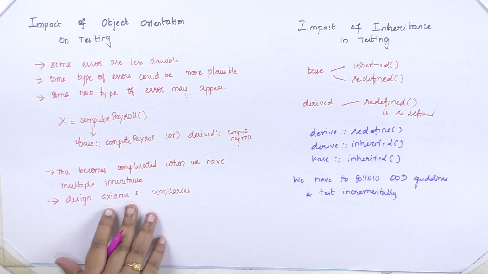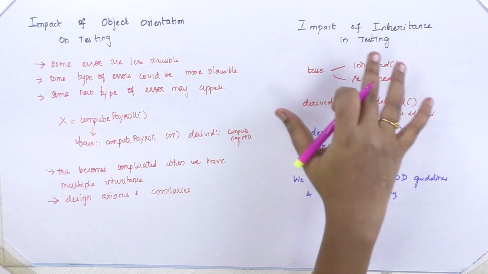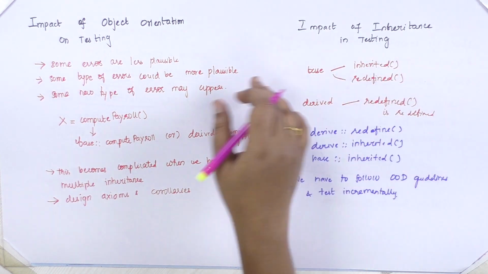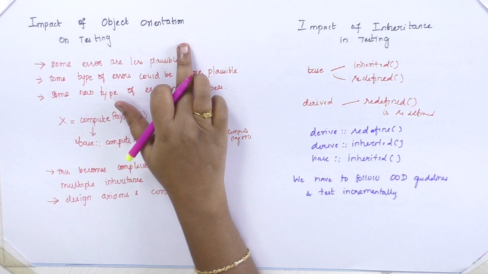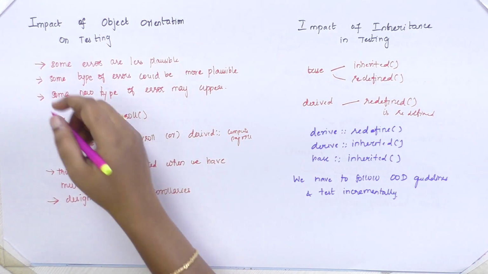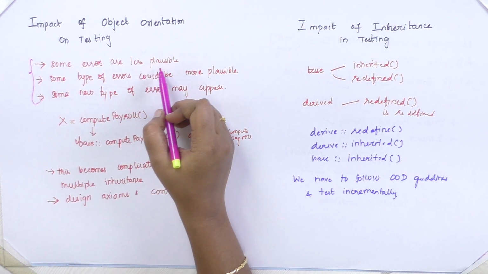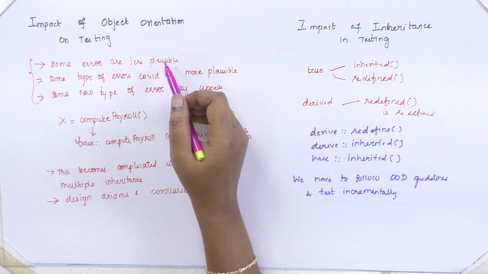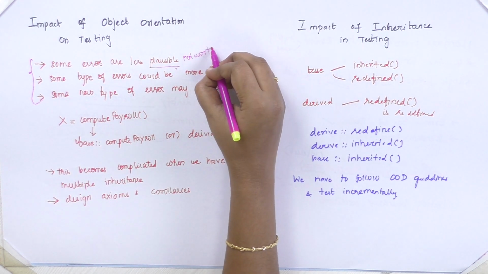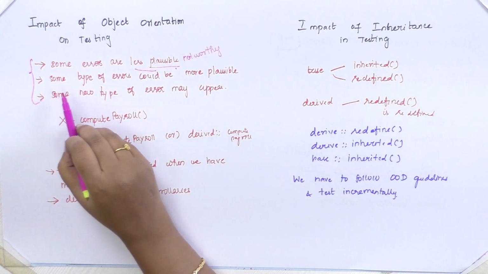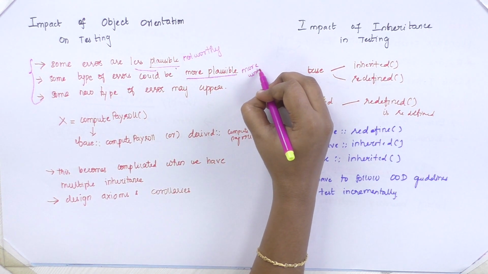Now we are going to see the impact of object orientation on testing, and also the impact of inheritance in testing. The main impact of object orientation can be summarized by these three things. One is, some errors are less plausible. Plausible in the sense, they are not that worthy to get tested. Less plausible means not worthy. Some errors can be more plausible, in the sense they are more worthy to be tested.